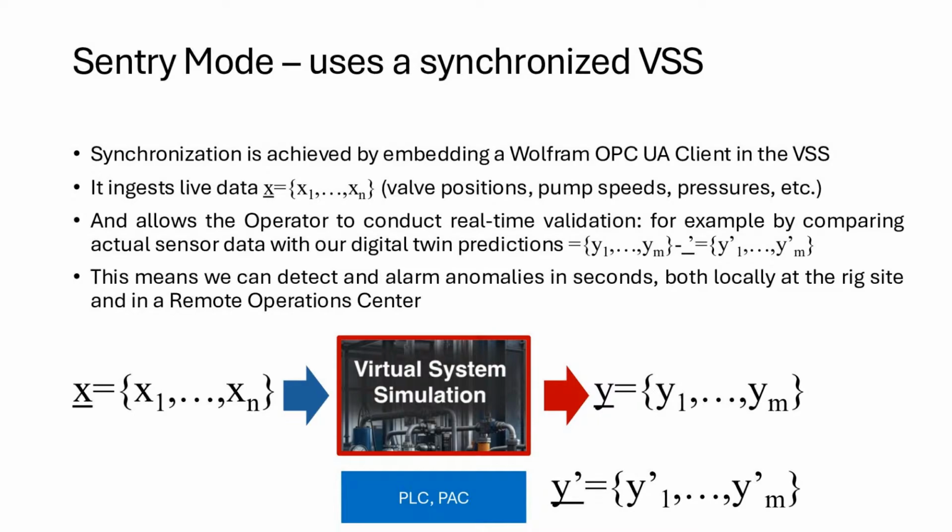In BNI Sentry mode, we use a modified version of the standalone virtual system simulation. Synchronization is achieved by embedding a Wolfram OPC UA client in the VSS, which allows us to ingest live data like valve positions, pump speeds, pressures, and so on into the model. And it allows us, or the operator, to conduct real-time validation, for example, by comparing actual sensor data with our digital twin predictions. This means we can detect and alarm anomalies in seconds, both locally at the rig and also in a real-time operations center.